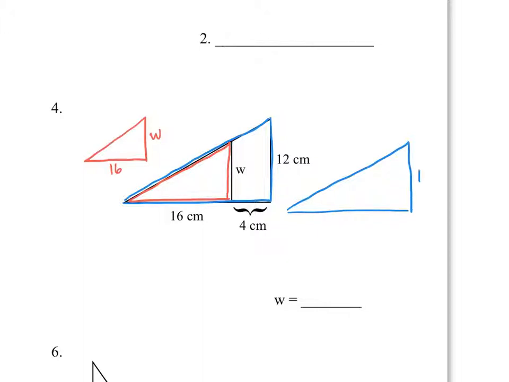Well, the right side is 12. Think about this bottom side. This bottom side isn't 4, right? It's the whole thing, which means I have to do 16 plus 4, and that is 20. And it does give us some units too, which is nice. So centimeters.